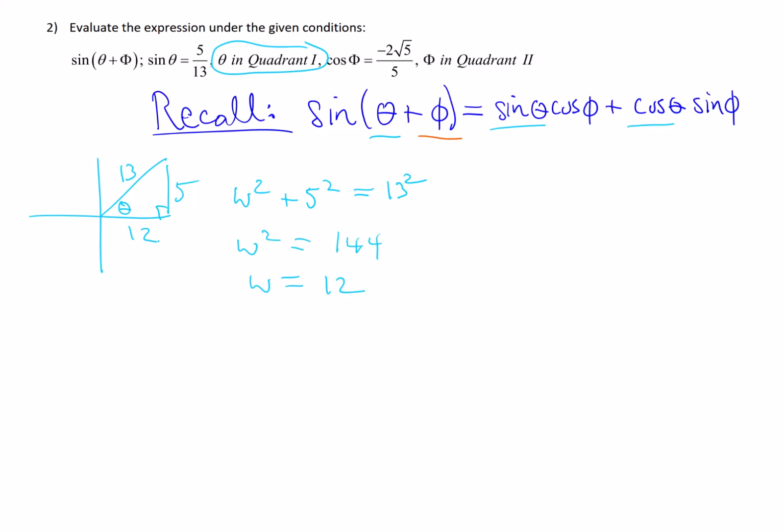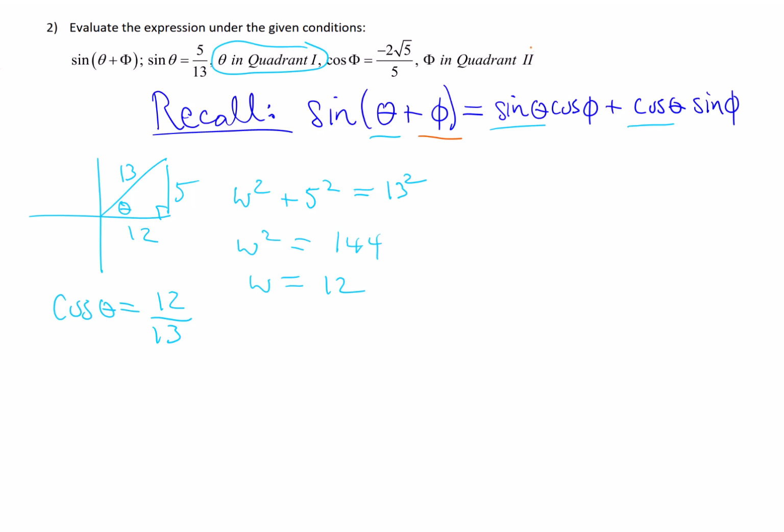Because now we can say we already know sine theta, that was actually given to us. But now we know that cosine theta, which is adjacent over hypotenuse, would be 12 over 13. And now we can plug that in as needed in our expression. So as you can tell, we're kind of just piecing this together one part at a time. I'm now going to move on to phi.